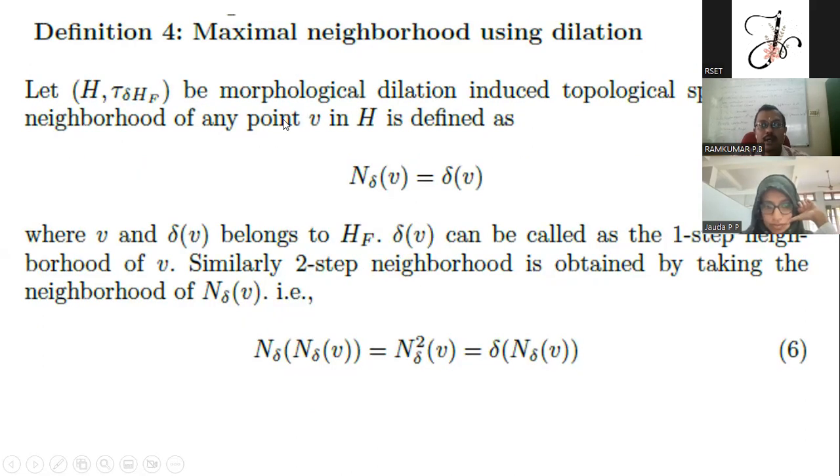So using the neighborhood operation, we can define maximal neighborhood using dilation. When we consider this topological space induced by dilation, h tau delta hf, define the neighborhood operation as n delta v equal to delta of v, where v and delta v belong to hf. Delta v can be called the one-step neighborhood of v. Similarly, we can define two-step and n-step neighborhood.